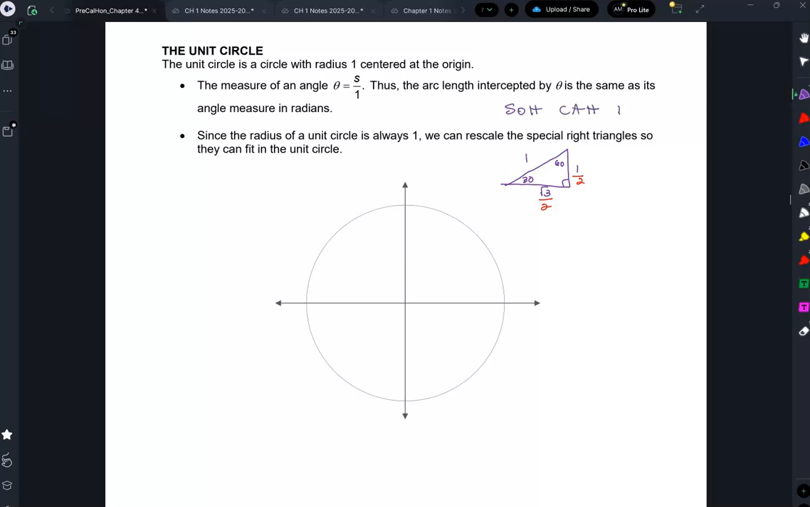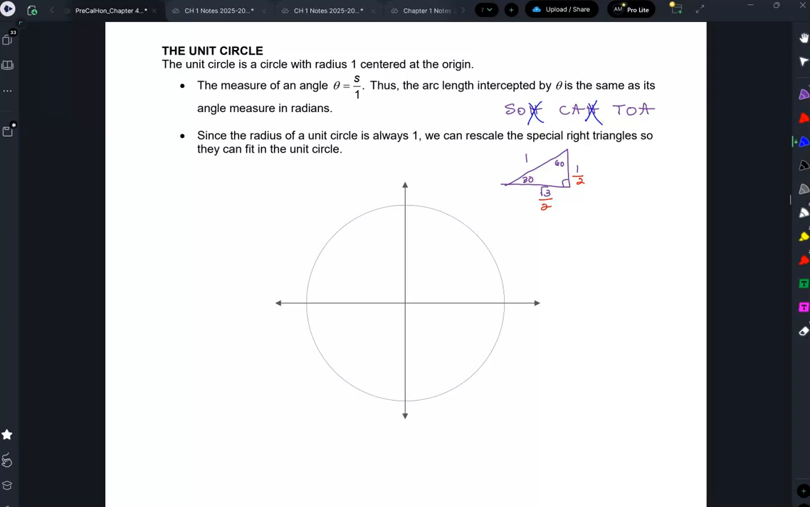Why does that matter? Remember SOHCAHTOA. Sine is opposite over hypotenuse. If the hypotenuse is 1, do I need to divide by 1 every time? No. So if the hypotenuse is 1, instead of doing opposite over hypotenuse, I can literally drop the h's. And so sine will just be the opposite side, a half. Cosine will just be the adjacent side, root 3 over 2.